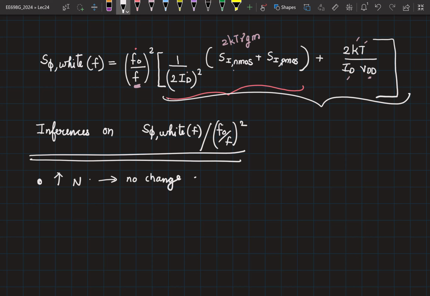Okay. What if I add an additional capacitance? How does this change? ID. ID. No change?